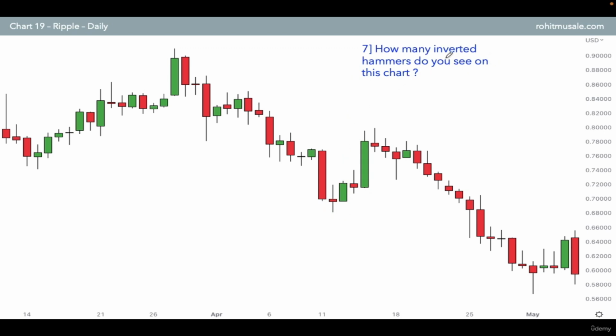Number 7, how many inverted hammers do you see on this chart? Remember, inverted hammer comes after a downtrend. So let's look at downtrends here. There is no inverted hammer here. This is not an inverted hammer. We want an inverted hammer after a downtrend. So if we go down from here, it's not an inverted hammer. So you start going down from here. This is the first inverted hammer. This is the second inverted hammer. This candle is not an inverted hammer because of that slightly larger lower shadow. So I would say there are 2 inverted hammers on this chart.